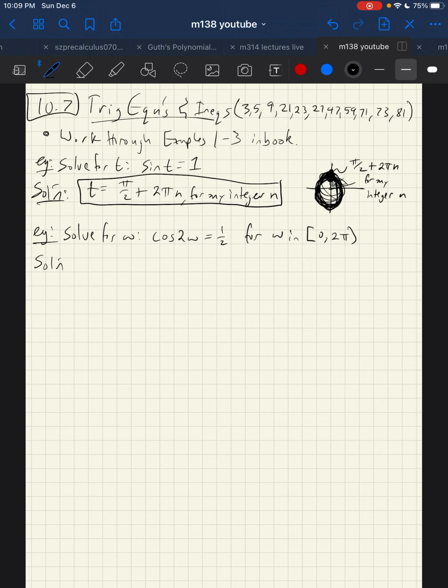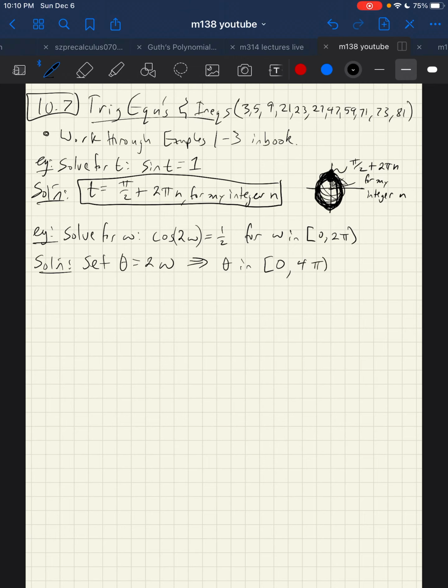All right, so solution, it's going to be kind of like the last one, but now we're going to start by setting a new variable, theta, equal to 2 times w. Because I've got this 2w here, and that's just sort of different. And then I'll solve the associated equation for theta. So if theta is equal to 2w, that means that if w is in the range from 0 to 2 pi, theta is going to be in the range, well, 2 times 0 is 0. 2 times 2 pi is 4 pi.